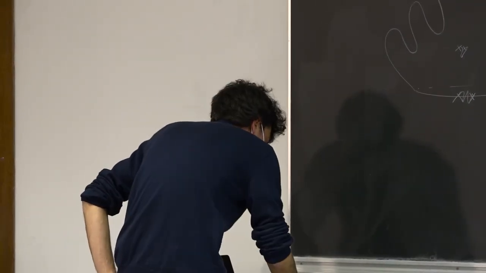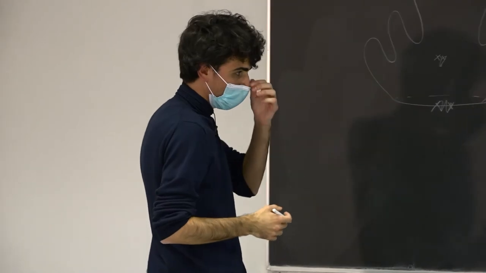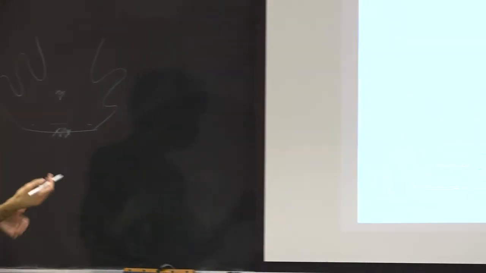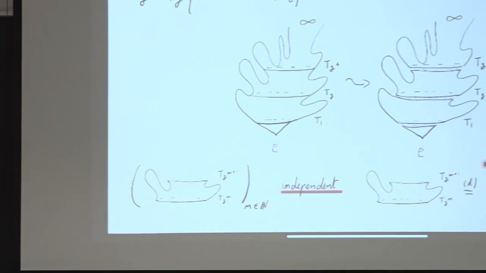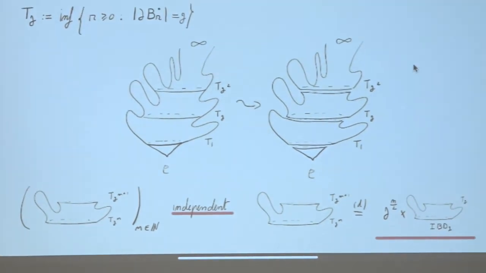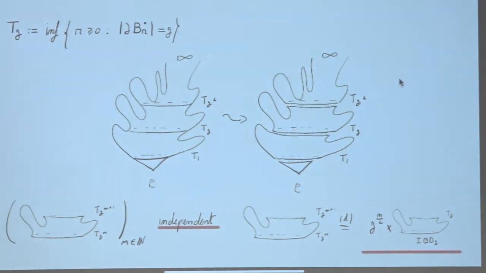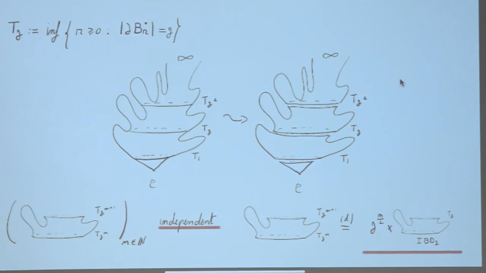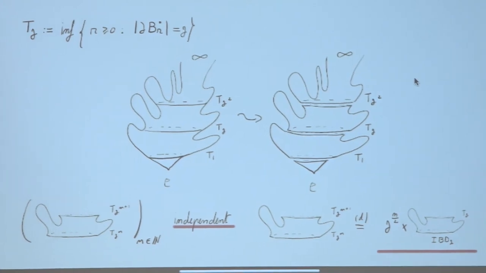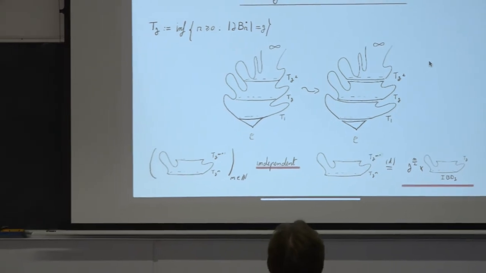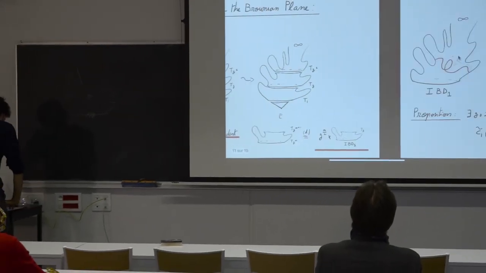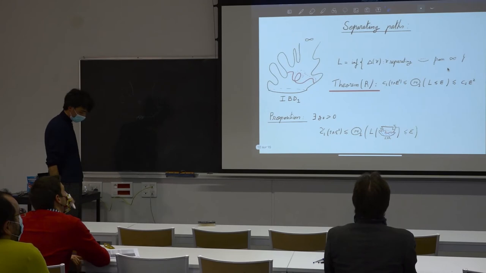Okay, this notation is just the scaling property, and here the distances are multiplied by this quantity, and the volumes are multiplied by z to n. Okay, so now you have really independent parts, and this is one of the main tools to prove our isoperimetric inequality. And the second ingredient is to study separating paths.